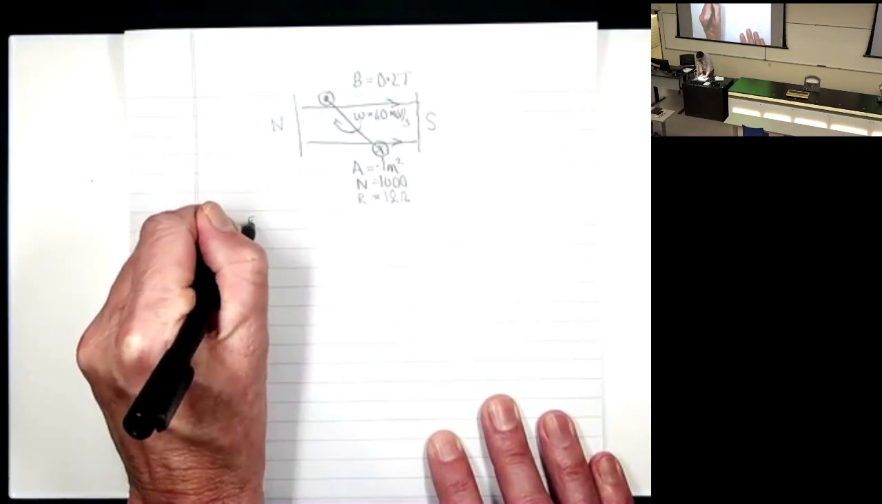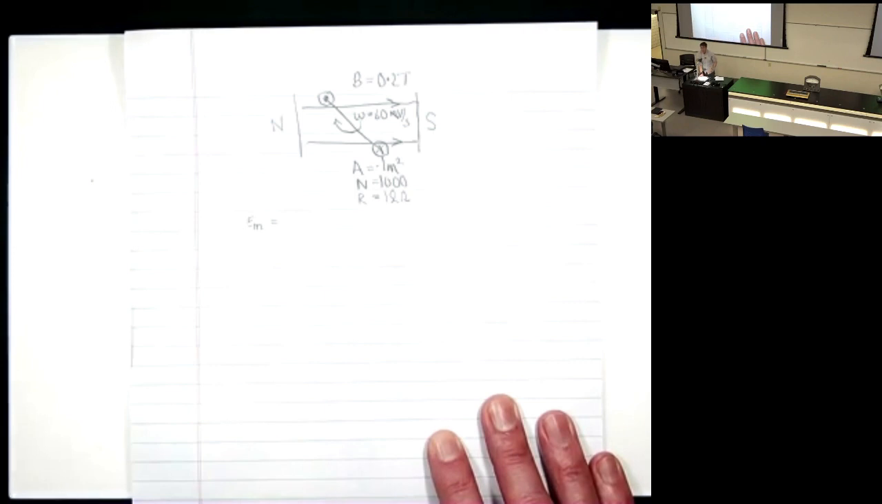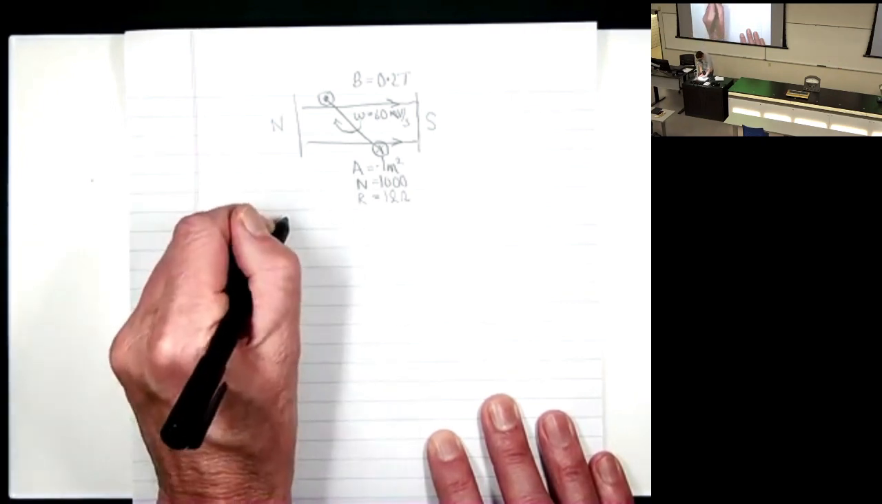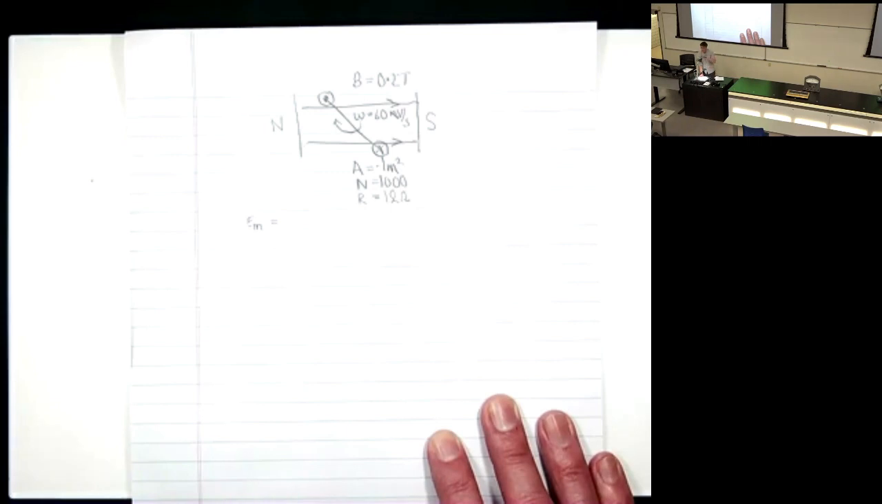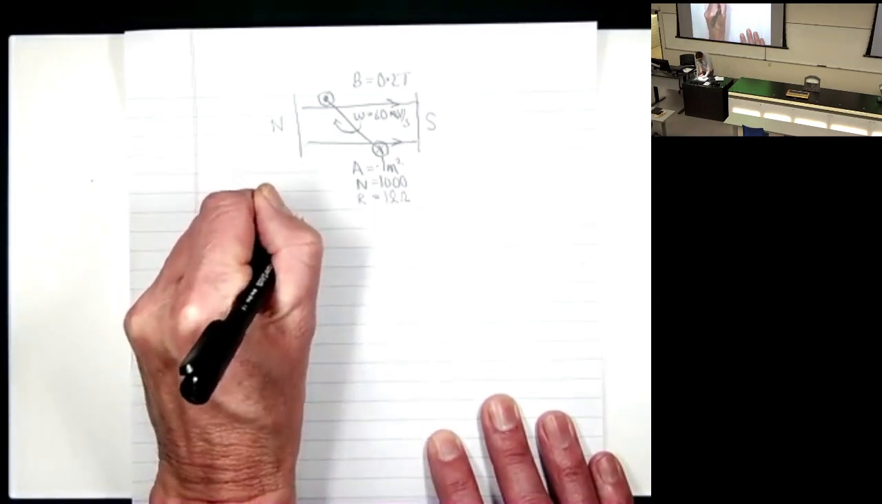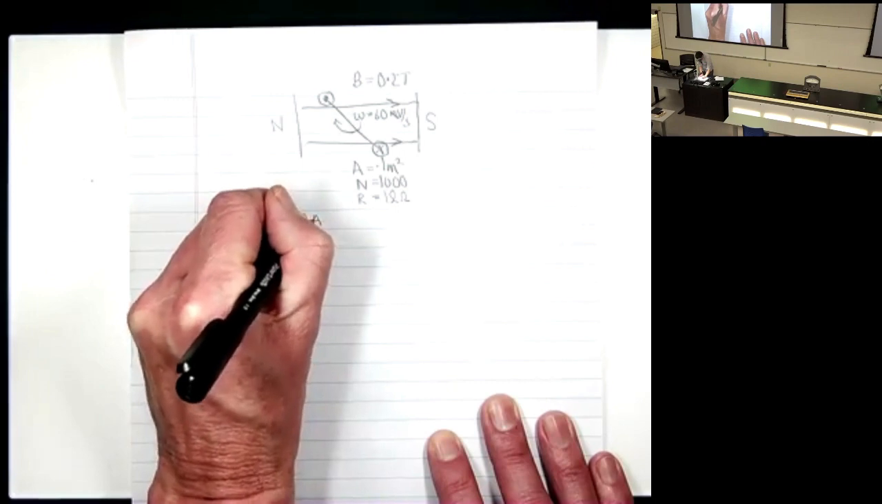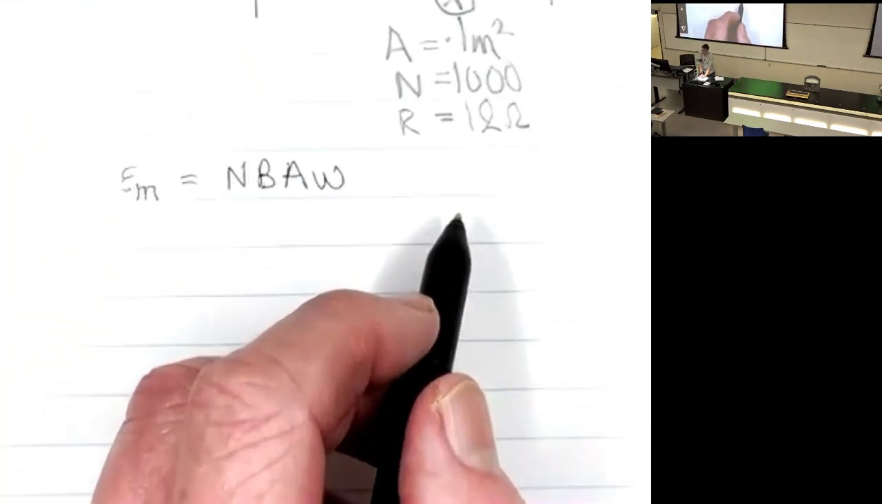Maximum induced EMF, I'm going to call it epsilon subscript maximum, obviously. That's given by our formula that describes this type of generation, the rotational generator. And if I can remember, it looks like NBA omega sine omega t, but we want the maximum. That's when sine omega t is what?